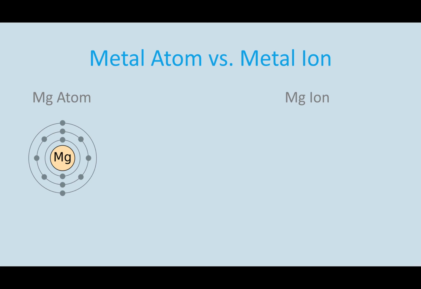Looking at metal atoms versus metal ions, here we have a magnesium atom. We have our 12 electrons around our positive core. We want to think about what our magnesium ion would look like. An ion is going to have a positive or negative charge, so we have to think about what our magnesium atom would do. Looking at the outermost shell, we can see that there are 2 electrons in the outermost shell. We want to get that to a stable number of 8.